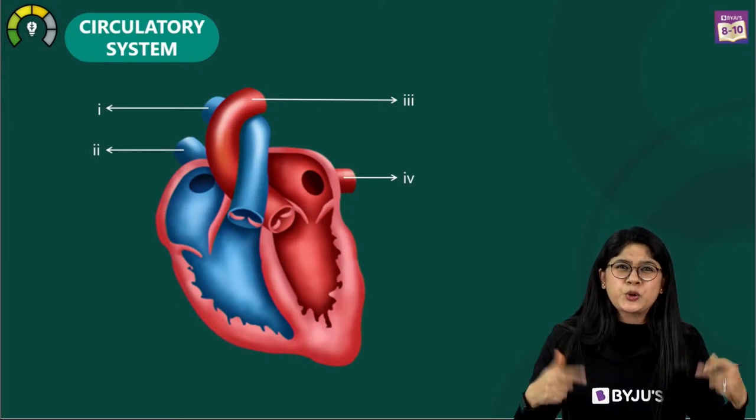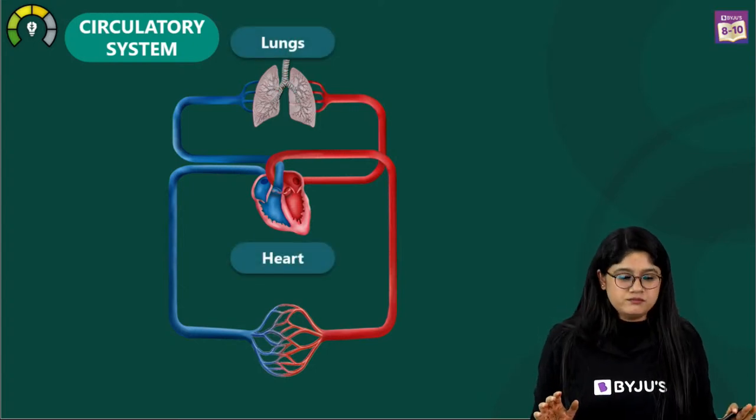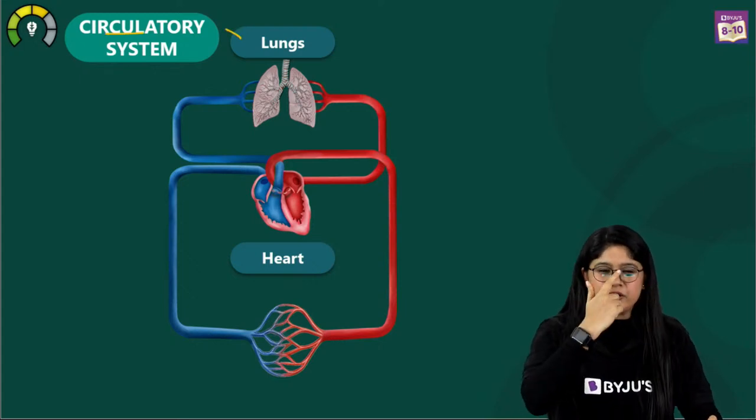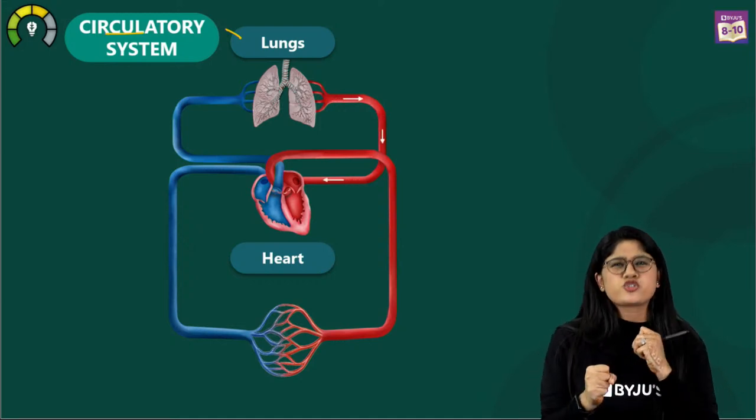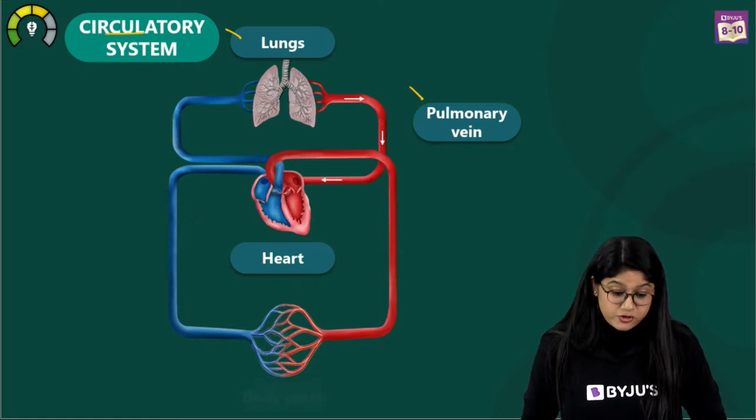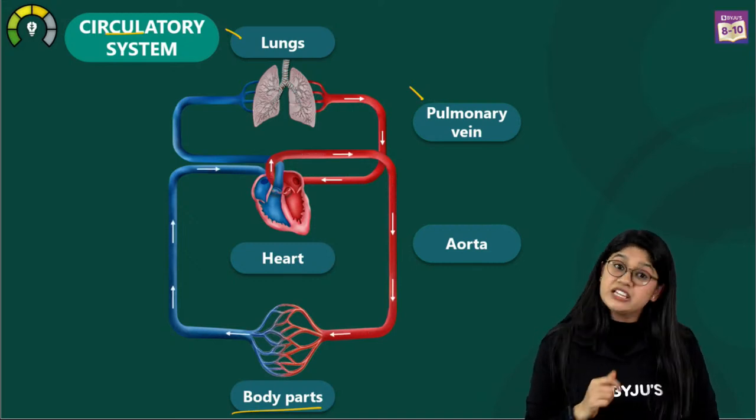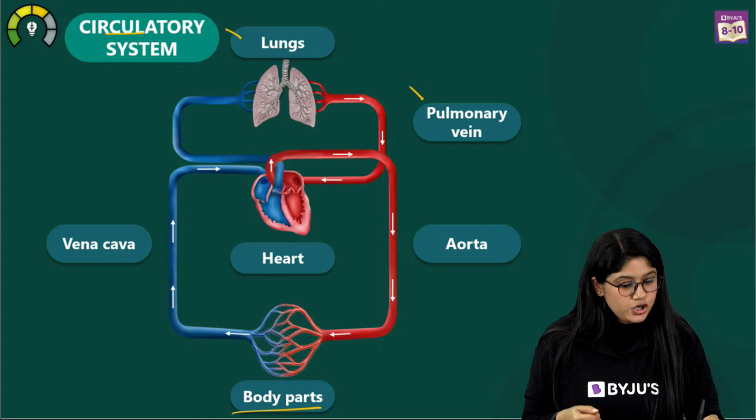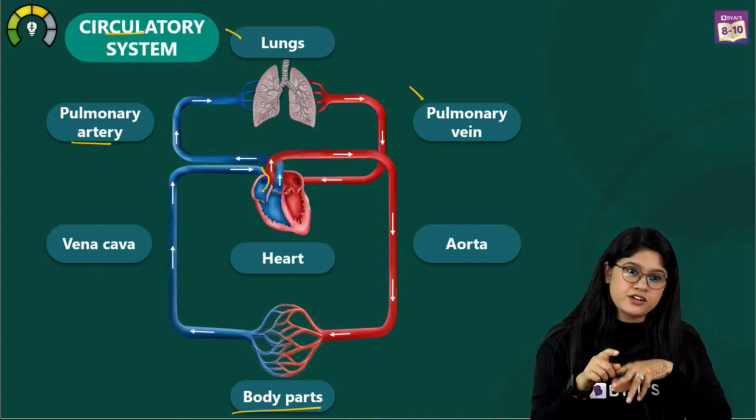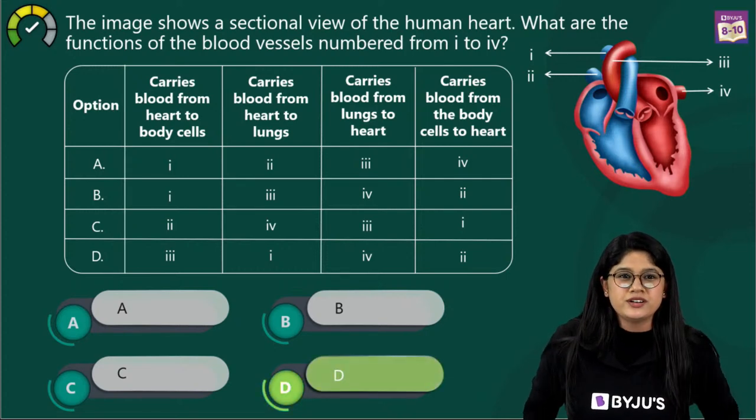Now we'll quickly revise the circulatory system. I know that many of you find it really very difficult, but I'm telling you, it's super easy. We have our lungs. When we breathe in, what happens? Oxygen rushes in. And of course, we have the pulmonary vein that carries the oxygen-rich blood from the lungs to the heart. Then from there, we have the aorta that carries the blood from the heart to the different parts of the body. From there, we have the vena cava, which carries the carbon-rich or deoxygenated blood to the heart. And then we have the pulmonary artery that carries the blood from the heart to the lungs for purification. Easy? This is done. So we have the correct answer, which is option number D.